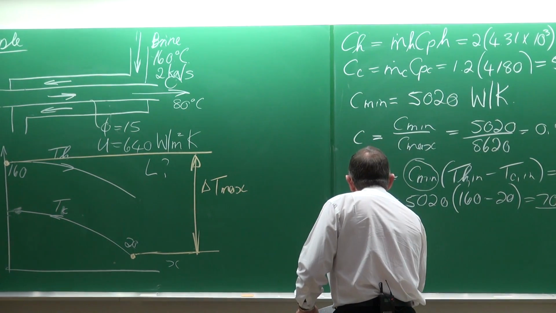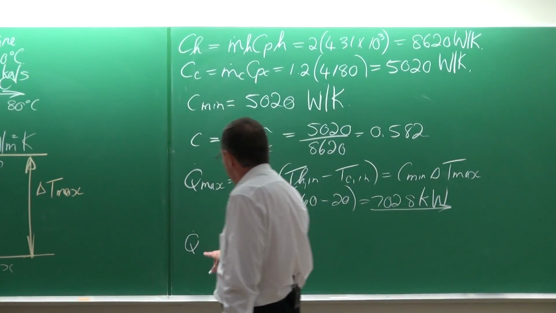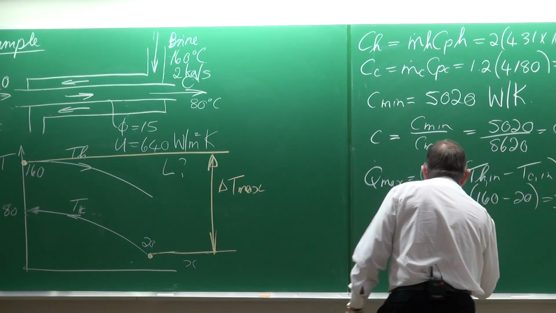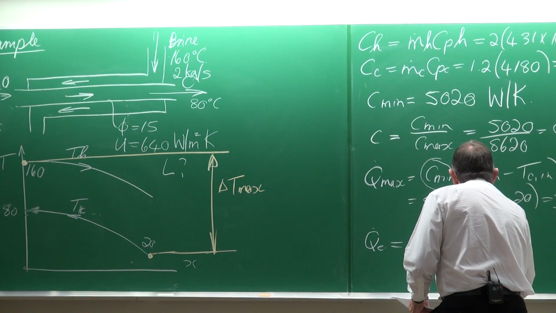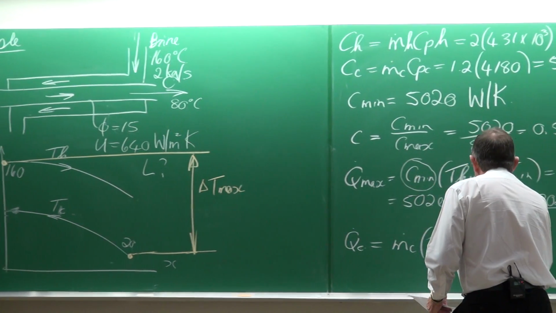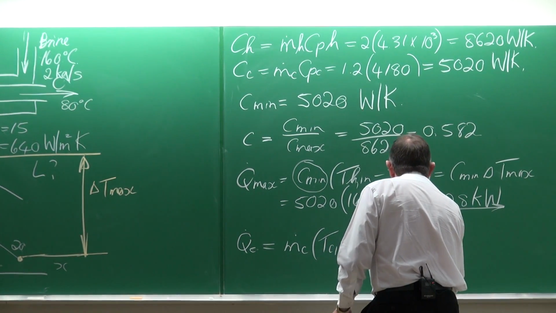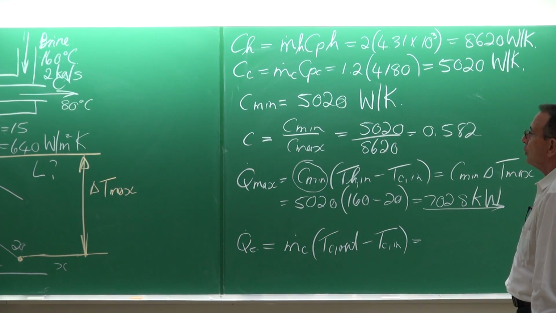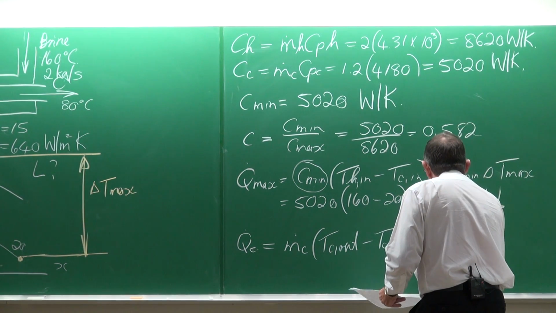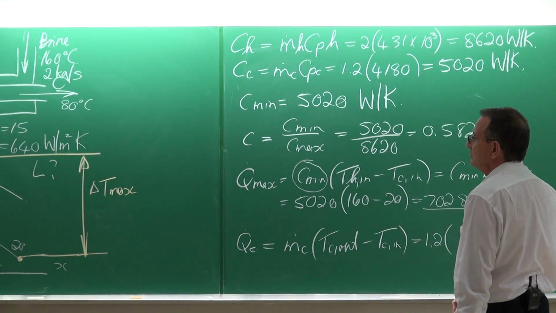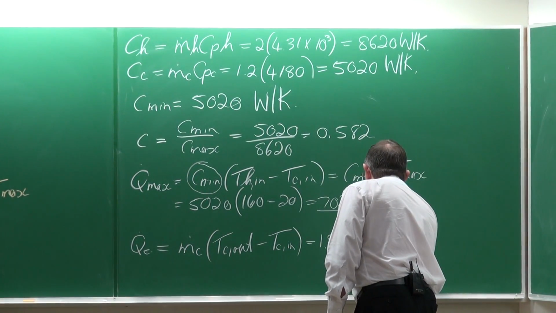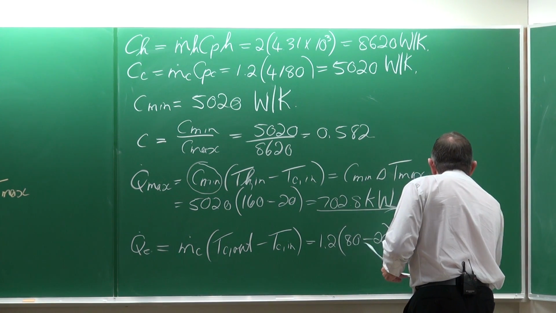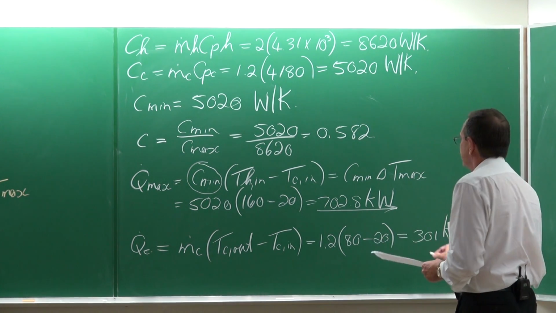Okay, now the real heat transfer rate, we can see it from the cold side, is equal to the mass flow rate of the cold side multiplied by the outlet temperature of the cold side minus the inlet temperature of the cold side. The mass flow rate of the cold side is 1.2. The temperature out is 80. The temperature in is 20. And the result is a heat transfer rate of 301 kilowatts.